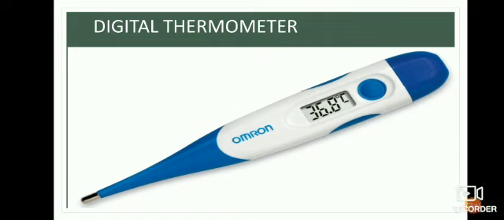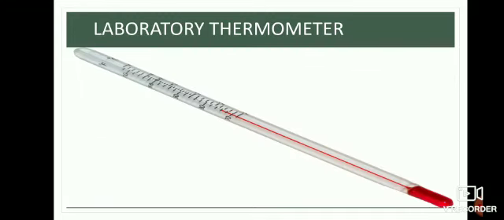Now let us try this. Measure the temperature of a person with the clinical and digital thermometers. Are the temperature readings the same or different? Explain your observations. How to measure the temperature of other objects? To measure the temperature of other objects, there are other thermometers. One such thermometer is known as the laboratory thermometer. Now let us see the laboratory thermometer.